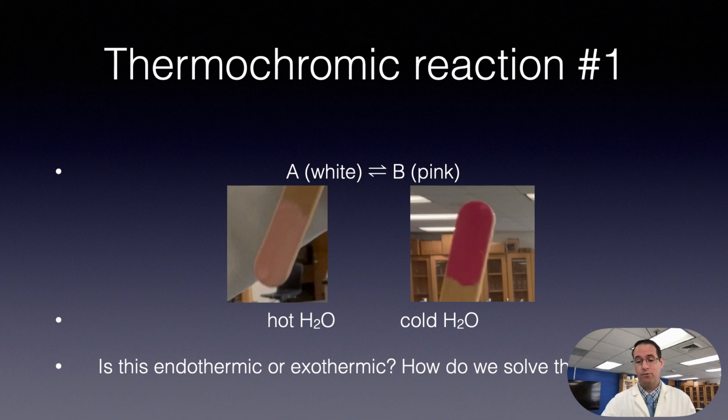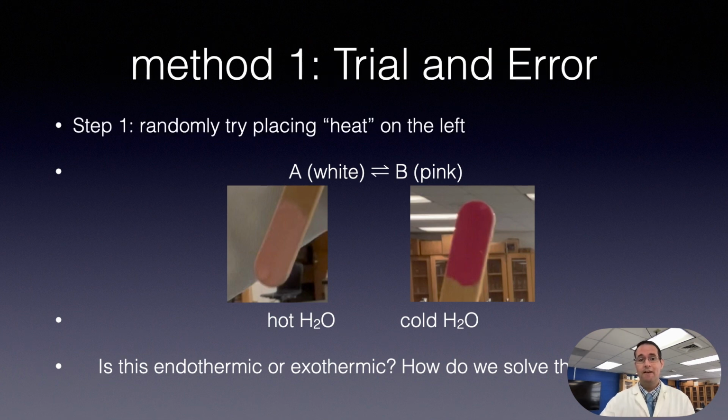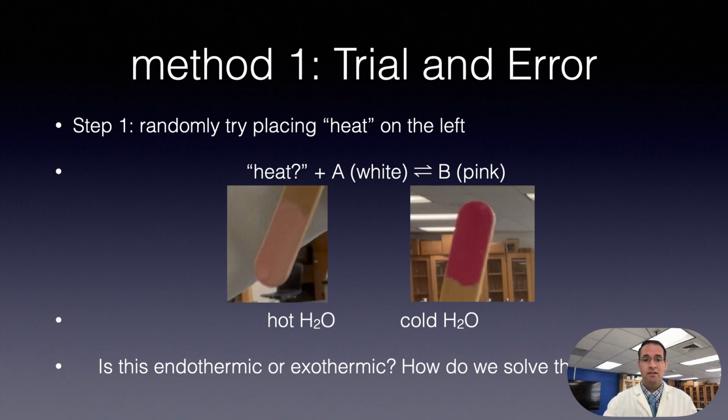How do we solve this riddle? There are two ways. First, you can do it by trial and error. So let's randomly try placing heat on, let's say, the left. Write heat on the left. Now pretend like we use heat as a physical substance.